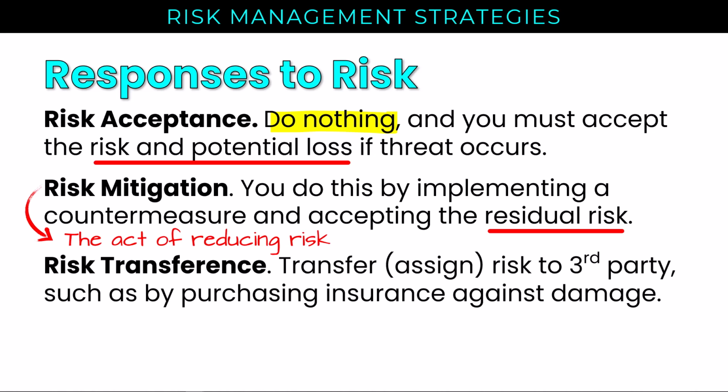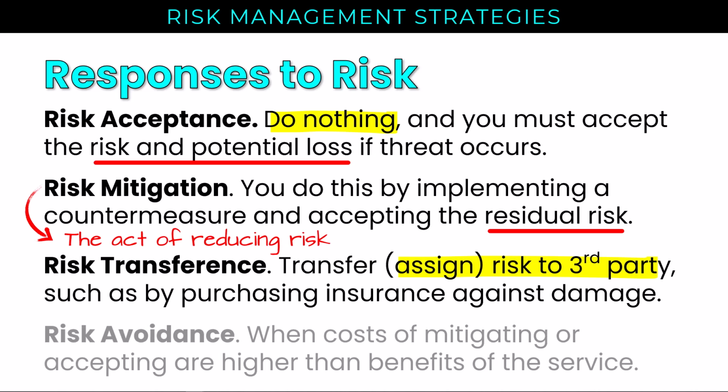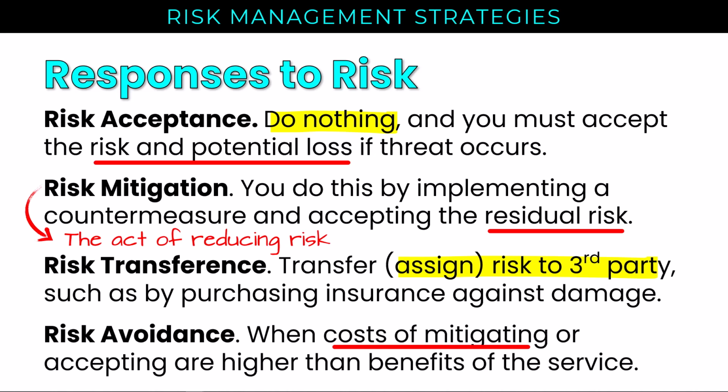So risk mitigation is the act of reducing risk. In risk transference, the organization will transfer or assign the risk to a third party, such as by purchasing insurance against damage, such as a cyber insurance policy or a policy to protect a building in the event of a natural disaster like a hurricane or tornado. Risk avoidance happens when the cost of mitigating or accepting risks are higher than the benefits of the service, in which case the organization avoids implementing that service that would expose them to that unacceptable risk.